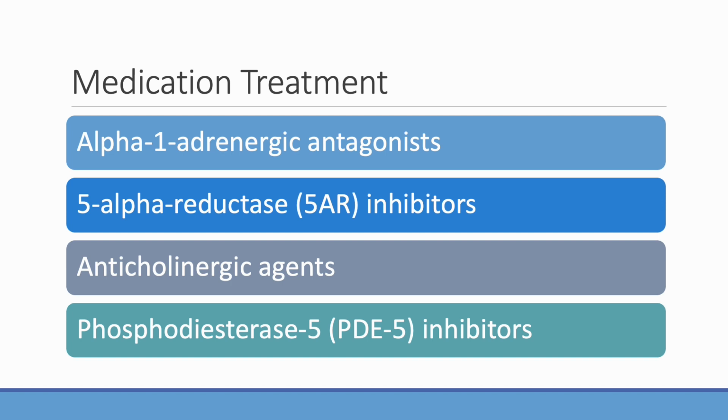And then we have our medication treatments. As I mentioned, that process of breaking down testosterone to dihydrotestosterone, we would use the 5-alpha reductase. So we can use the 5-alpha reductase inhibitors, also the alpha-1 adrenergic antagonist, anticholinergic agents, once again, which we talked about with the incontinence lecture, and then phosphodiesterase 5 or PDE5 inhibitors, which would be familiar from the erectile dysfunction lecture if you've listened to that.